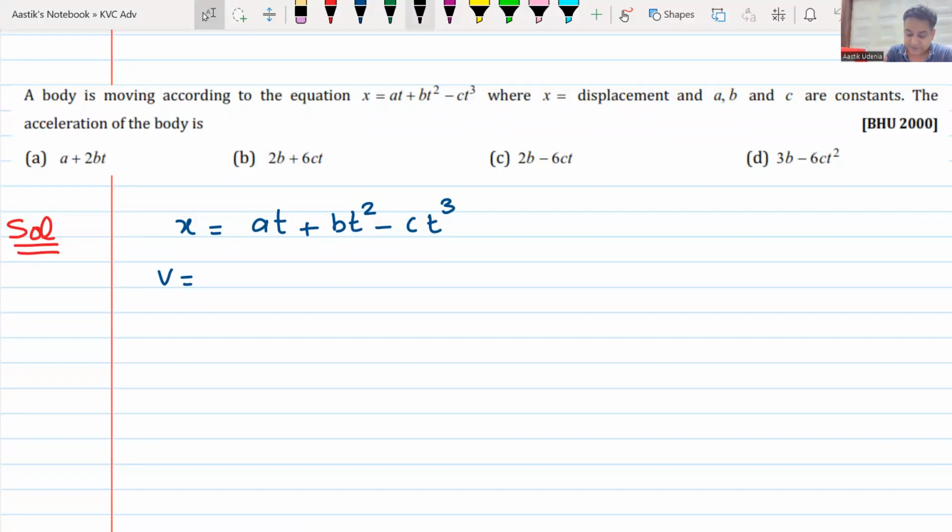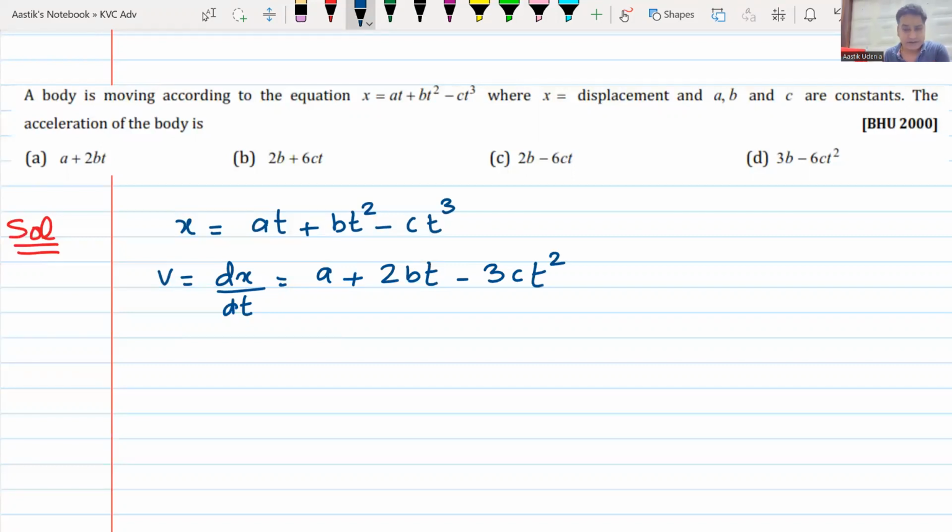Okay, so once you differentiate it once, you will get the velocity, dx by dt, which will be equal to a plus 2bt minus 3ct². That gives you the velocity. Then you differentiate it once more, the derivative of velocity, and you will get your answer. And I think the answer that you are going to get is option C, 2b minus 6ct.